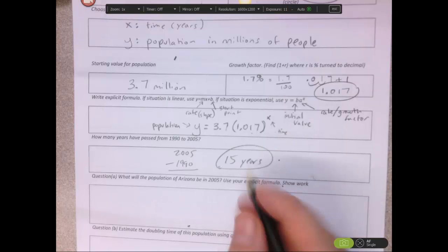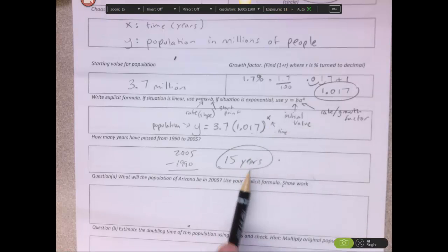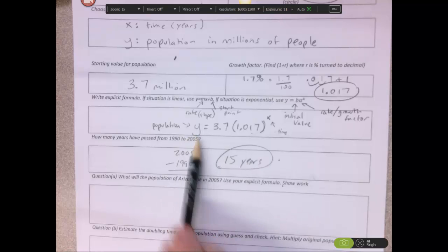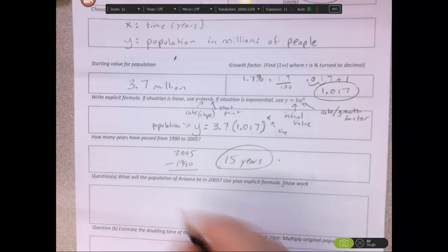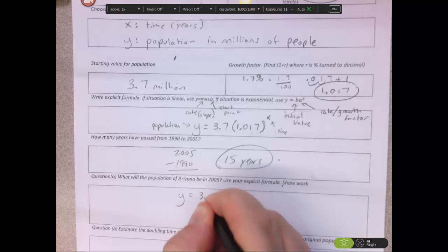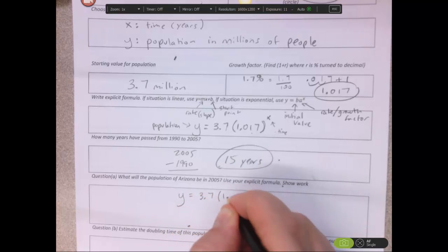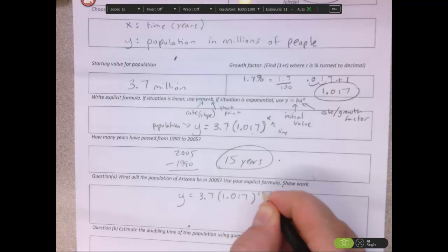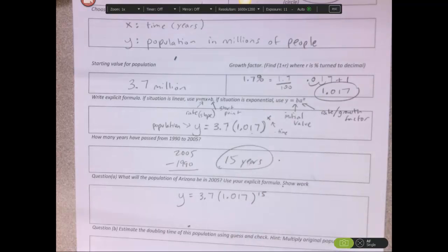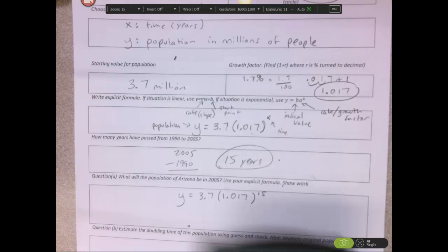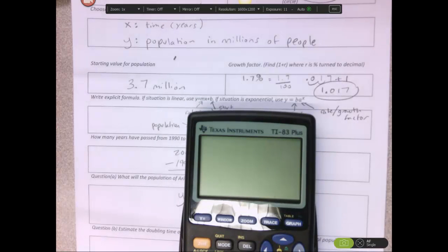Okay. So if you look at this, I'm just going to match up the units. I'm not going to put it here because these are millions of people. I'm going to put it here because it's my time. So y equals 3.7 times 1.017 to the 15th. And we've seen this sort of thing before, like on the quiz, etc. Okay, not quite so formally, but.